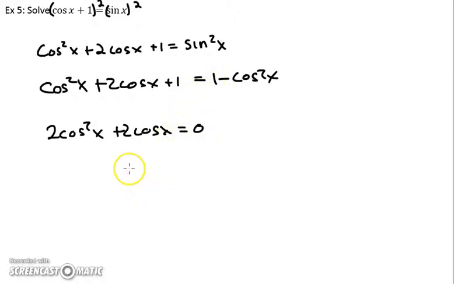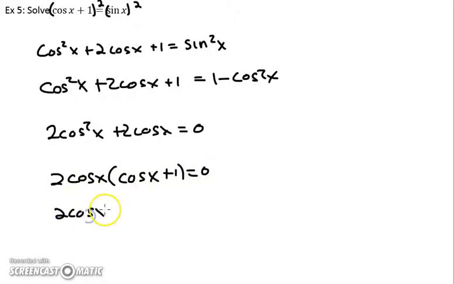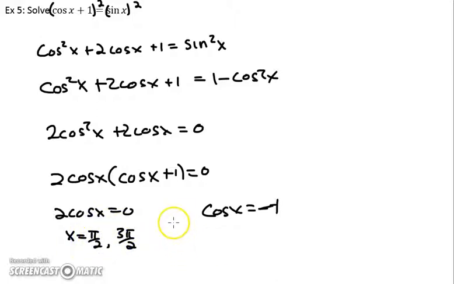And now we can just factor this, take the greatest common factor out. We can say 2 cosine of x times cosine of x plus 1 equals 0. So when is 2 cosine of x equal to 0? And when is cosine of x equal to negative 1? So 2 cosine of x is going to be 0 when cosine is 0. So that's going to be pi over 2 and 3 pi over 2. Cosine of x equals negative 1 when x equals pi.